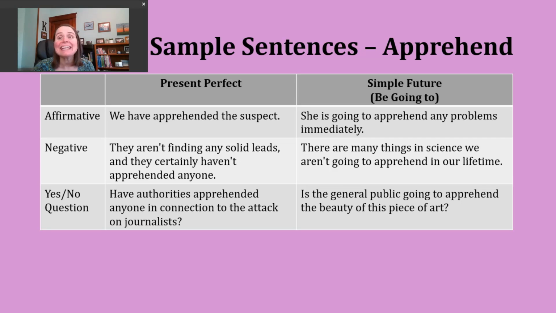Now let's talk about making negative simple future sentences with be going to. Again, pay attention to your subject and use the form of be that matches. Then use not, going to, and then the base verb. So no suffixes or special endings on the verb here. Here's another example. There are many things in science we aren't going to apprehend in our lifetime.